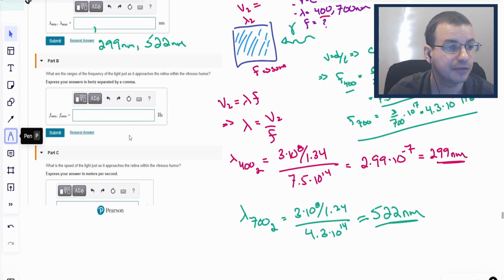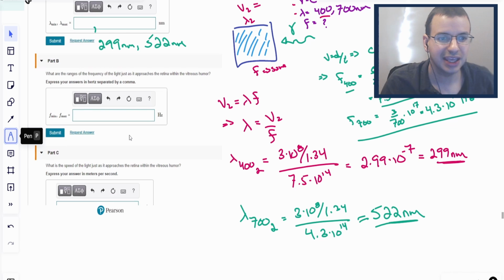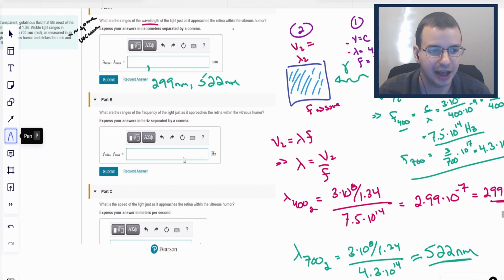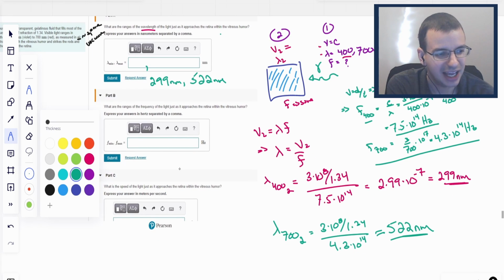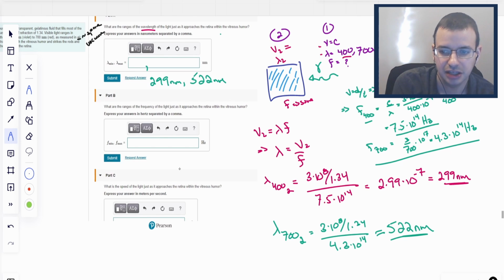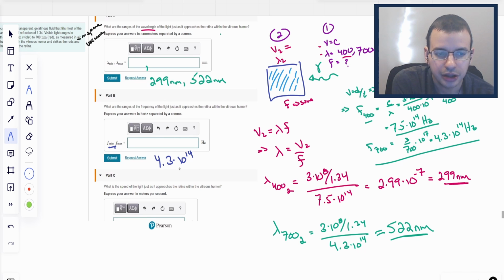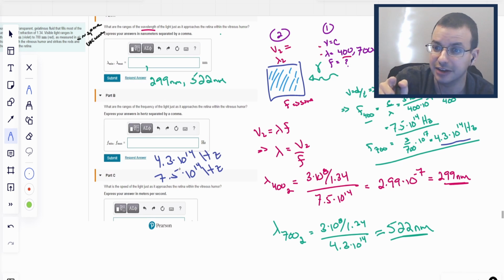All right. What are the ranges of frequencies of the light as it approaches the retina within the vitreous humor? So this is, what is the frequency on the outside before it enters the vitreous humor? That question doesn't really matter because it's the same inside and outside the vitreous humor because it stays constant. We already have that answer. We have 4.3 times 10 to the 14th is the minimum, and the maximum is going to be 7.5 times 10 to the 14th. And those will both be in hertz. Already solved for those, so it makes life easier.